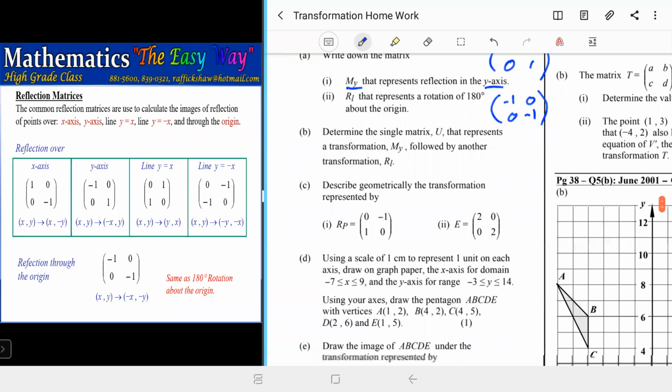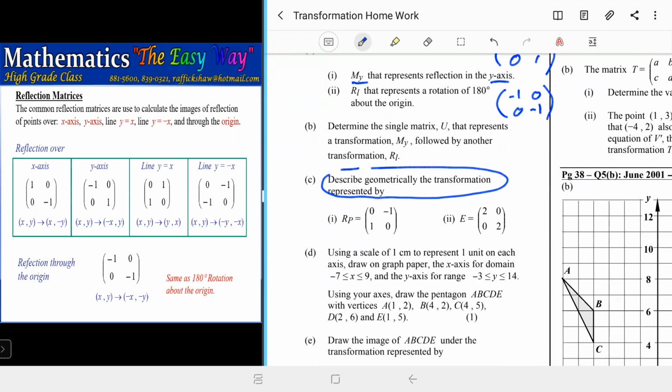Look at this one now. Describe geometrically the transformation represented by this matrix. So the question gives you the matrix. Which one is that? That one is an anti-clockwise 90-degree rotation about the origin. We don't do that yet, but that's what that is. And this one is an enlargement of scale factor 2 about the origin. You have to learn the matrices. So you see the question gives you the matrix and wants you to tell them what it is.